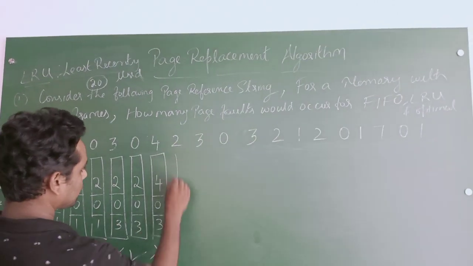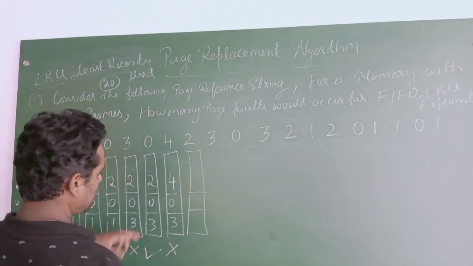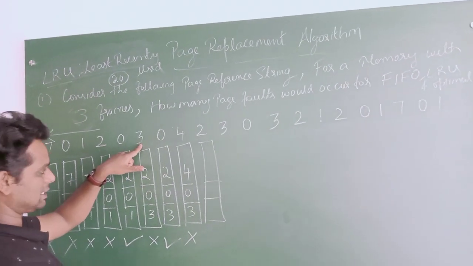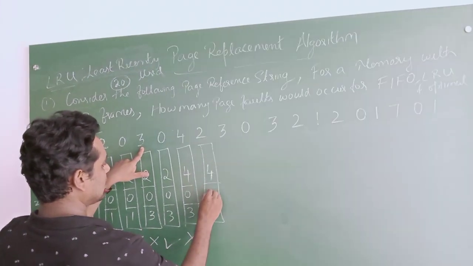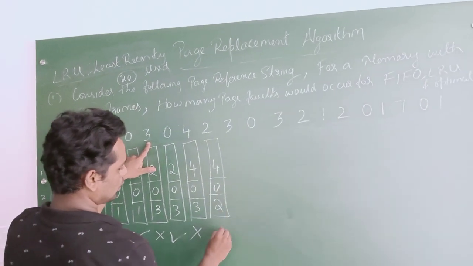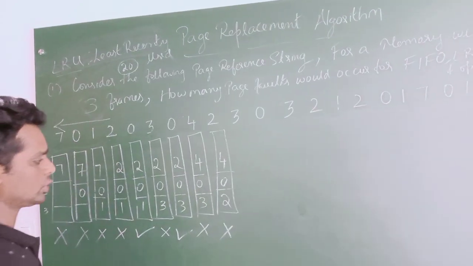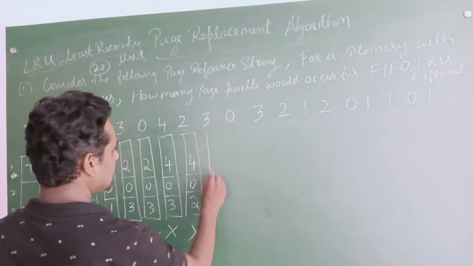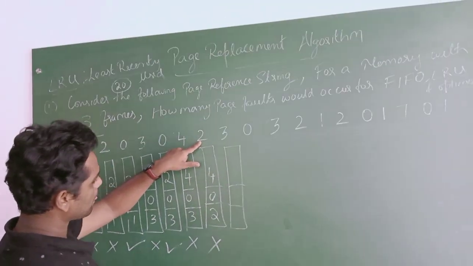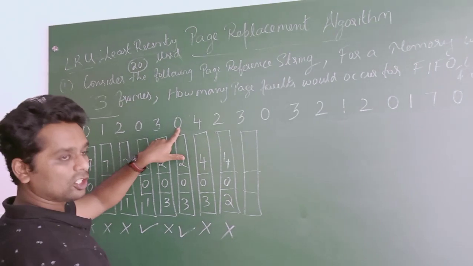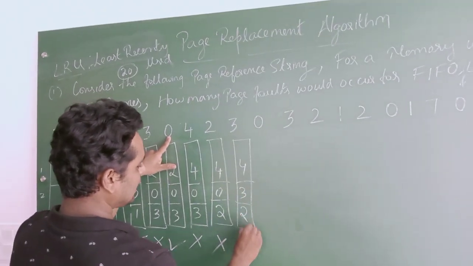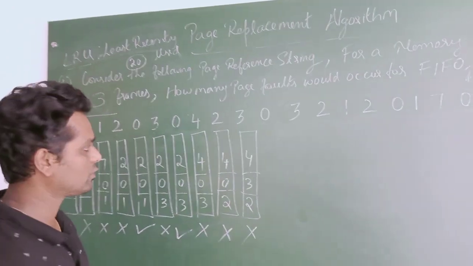Next 2. 2 is not in memory, you have to replace in 4 0 3. 4 is here, 0 is here, 3 is least recently used. So replace 3, swap out 3 and swap in your 2. Again replacement, that is a page fault. Okay, clear? Okay, 3 not in memory. In 4 0 2, 2 is here, 4 is here, 0 is least used. So swap out 0 and swap in 3. Again replacement, that is your page fault.